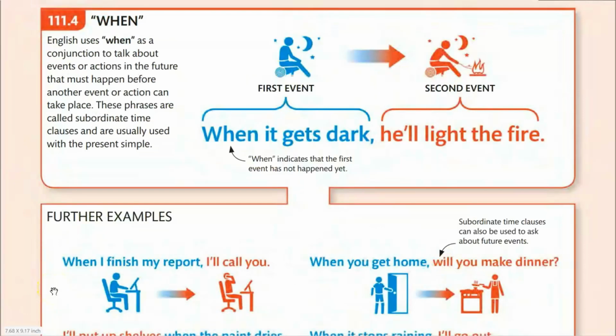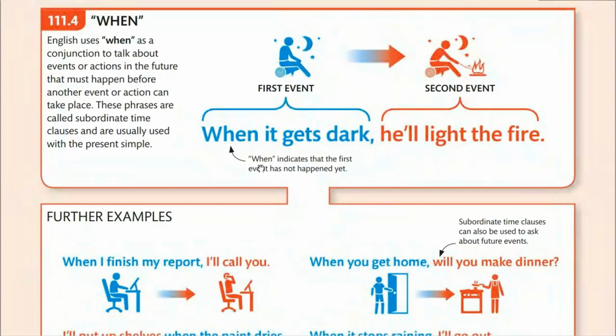The next one we want to talk about is when. When is also a subordinating conjunction. And let me reiterate why they said of unequal importance. We use subordinating conjunctions to join 2 clauses of unequal importance. This is because one, most times, is an independent clause, while the other is a dependent clause. So they are not equal. English uses when as a conjunction to talk about events or actions in the future that must happen before another action or event takes place.